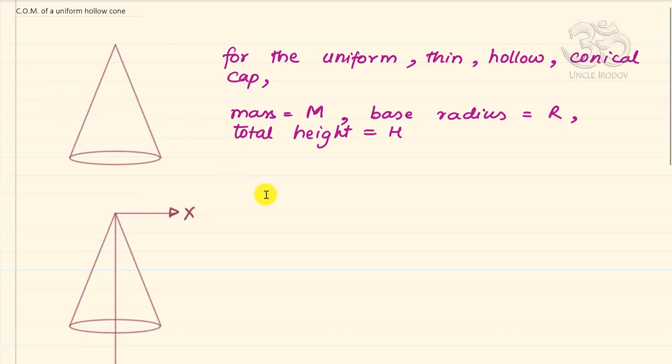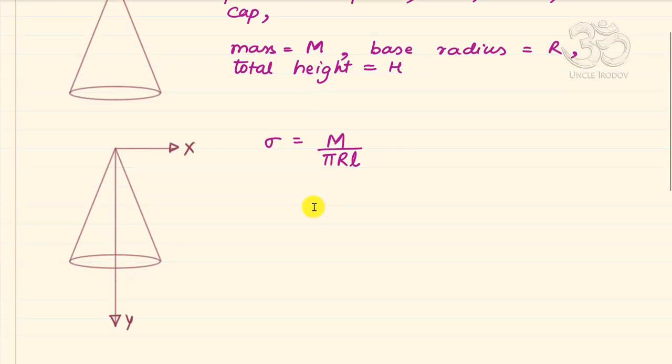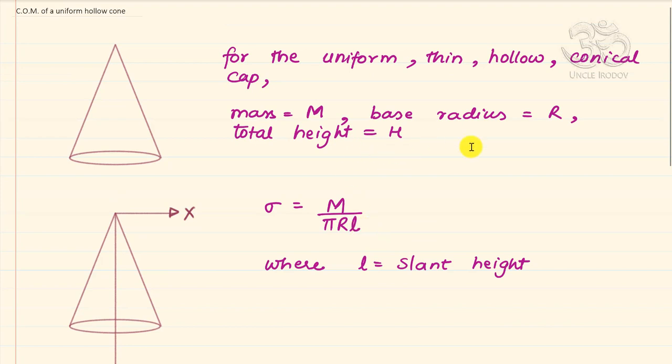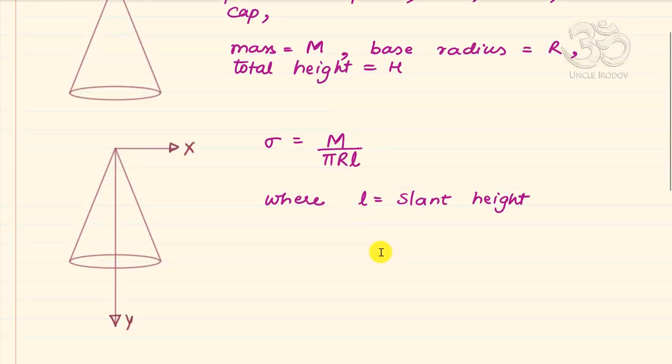I can then say that the mass per unit area, or sigma as I say, is equal to m by pi r L. But this L I don't know, so I will just assume where L is the slant height. Now I can obviously write L in terms of R and H, but it will make the problem more complicated. So let's try to assume it as L, try to get to a solution, and then if the need arises we will insert L. Otherwise we will just let it be.